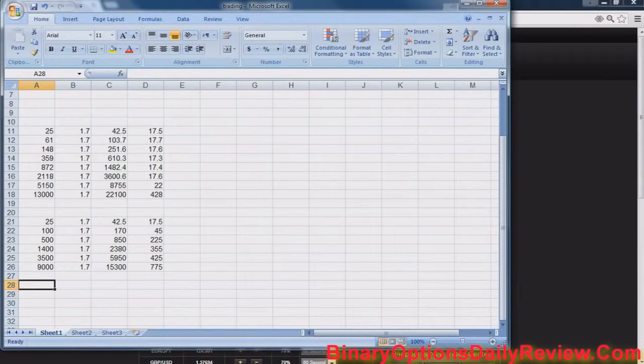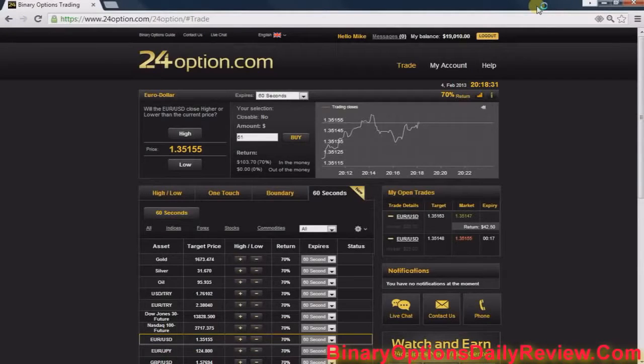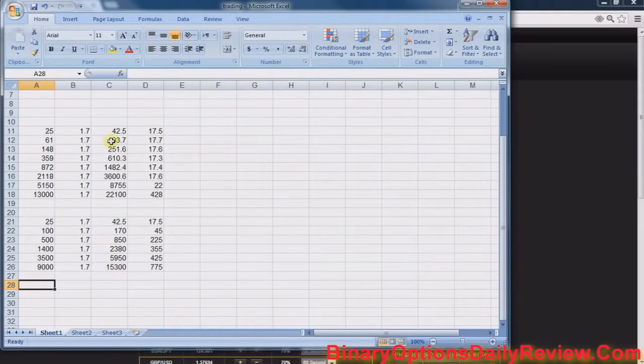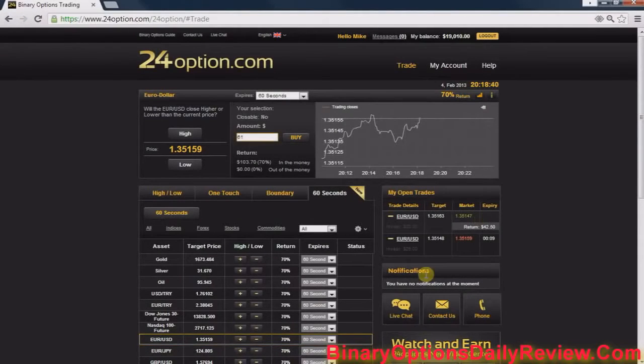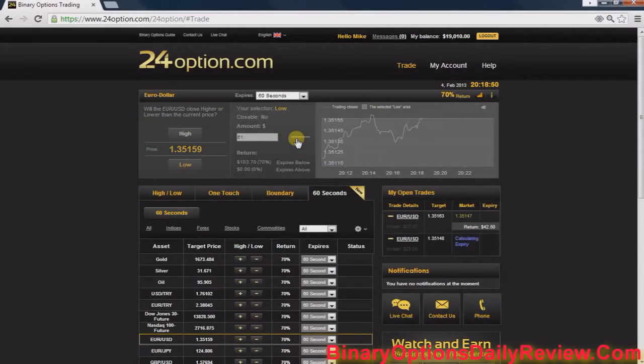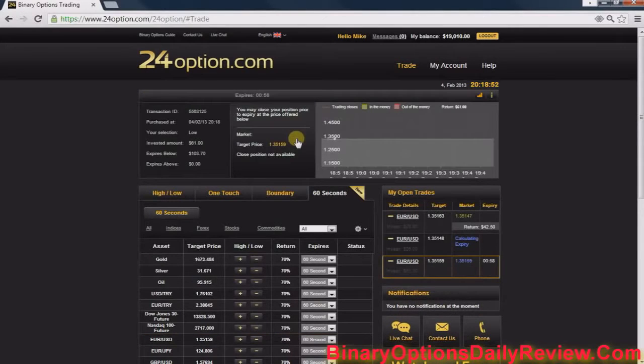$61 means that we're also going to profit on a 70% return. Our profit's going to be $104. Looks like we're going to lose this trade, so I'm getting ready with my put. Yep, we lost that trade. So we're going to put in the $61 trade.